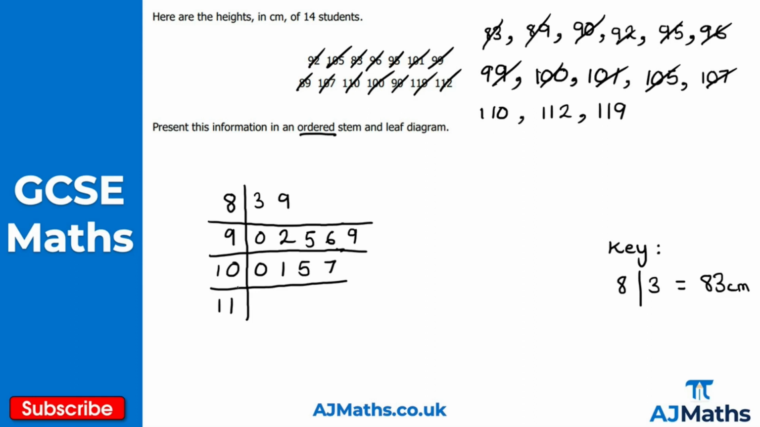So because that's 110, that must be a 0. Take that off. We got 112, so that'll be a 2. And finally, 119, so we just put a 9 there. Okay. And again, just double check our answer here. Make sure that we've got 14 numbers.